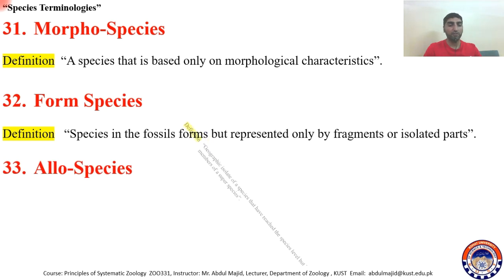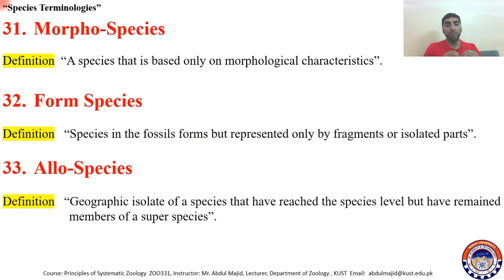Then there is Allospecies. These are geographic isolates of a species that have reached the species level but have remained members of the superspecies. So Allospecies are those geographic isolates of the species which reached the species level. Now they are almost a new species. They are differentiated into a new species, but they are still members of the superspecies. So such species will be known as Allospecies.